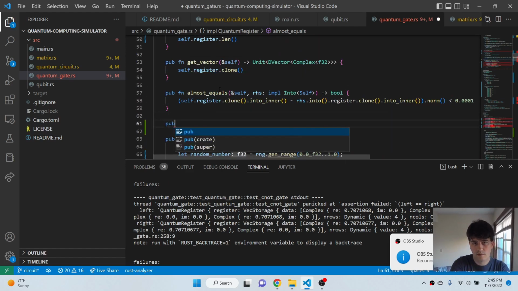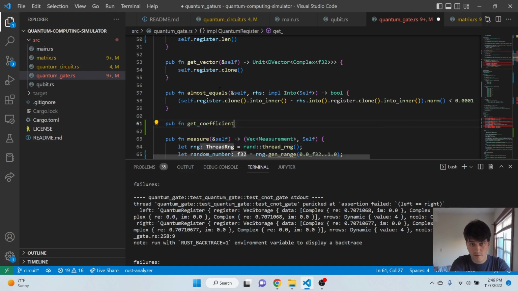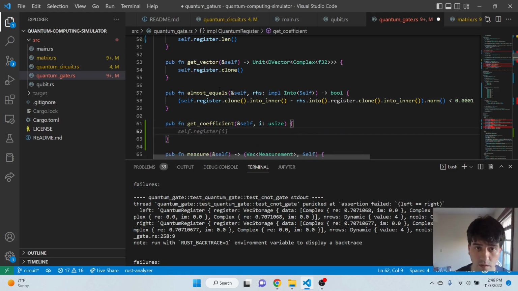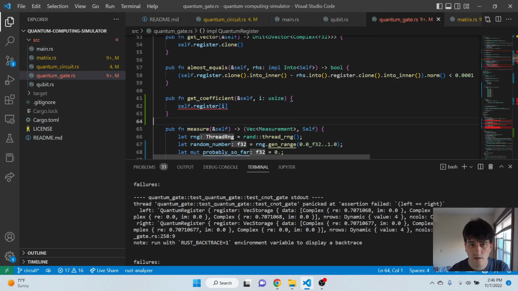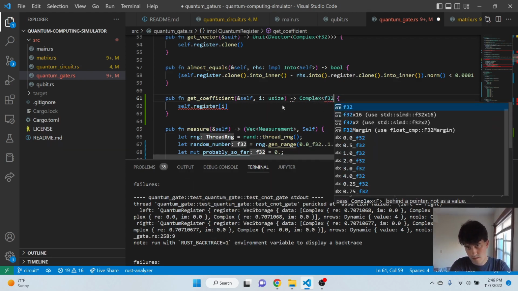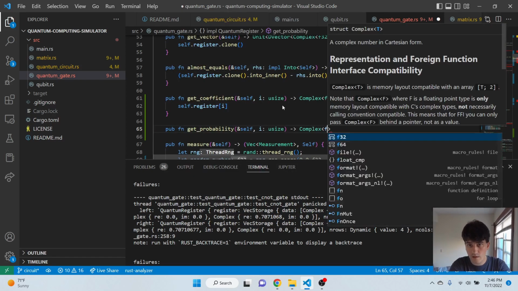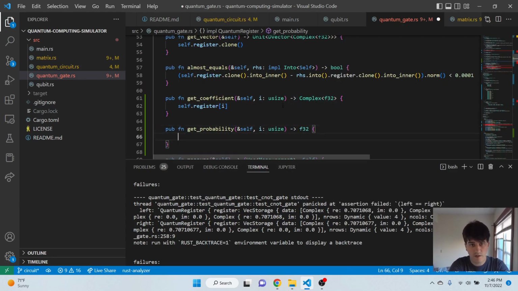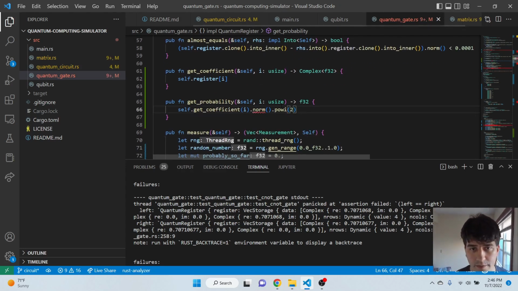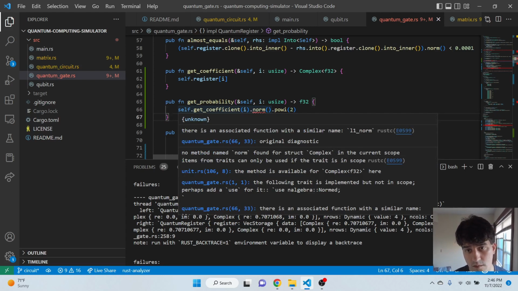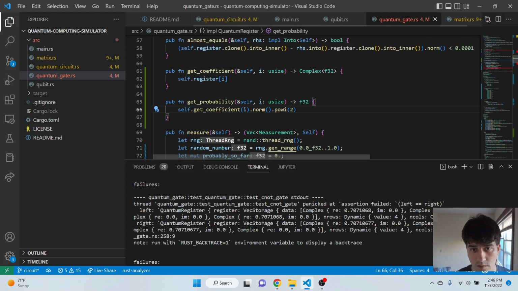And then get coefficient, so we just need the ith term in the register, but we'll clone it. We don't have to, it's already copy. And then for get probability, we need the square of the, this should just be an F32. And we need the square of the norm. Good. Okay.